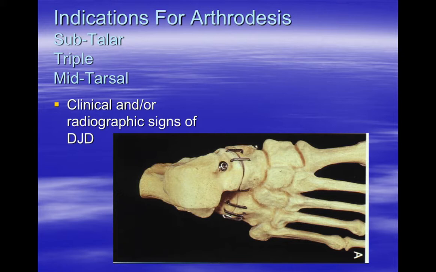In the absence of DJD, in the absence of greater than 50% articular involvement, resection should be the first line. In cases where you have significant arthritis, fusion of the hindfoot, either the subtalar joint or complete triple arthrodesis, is indicated.